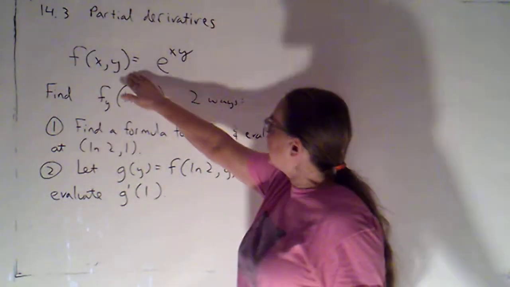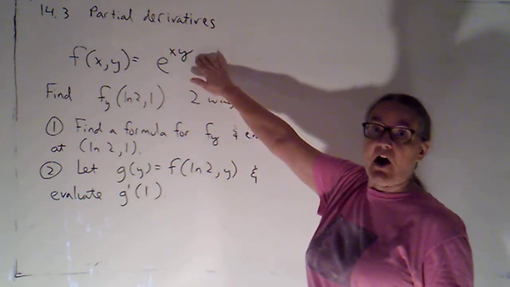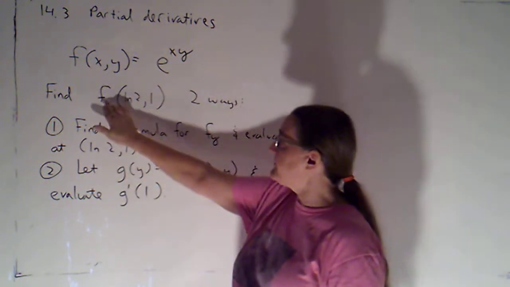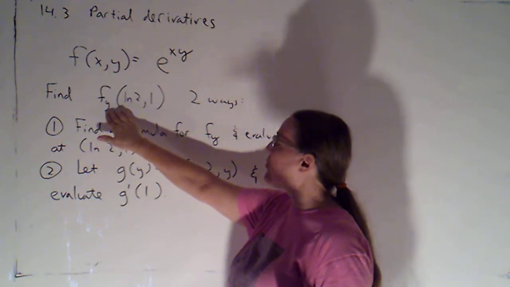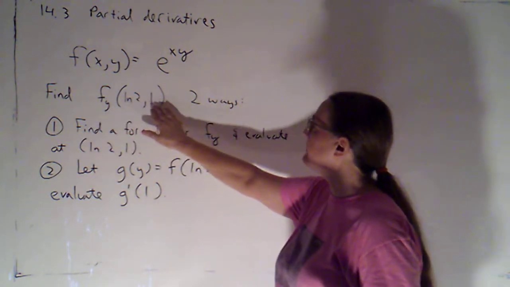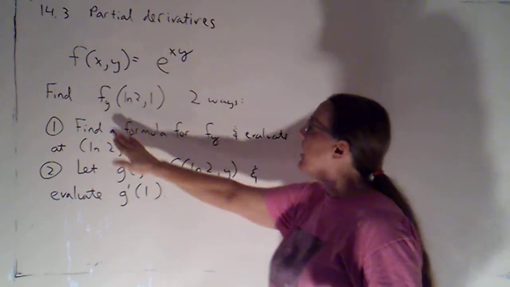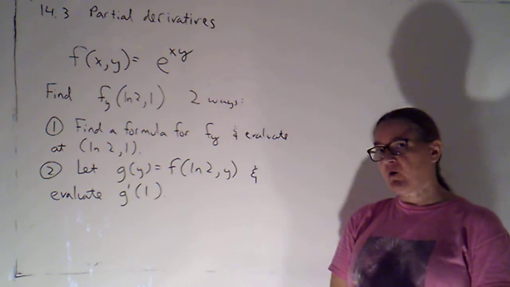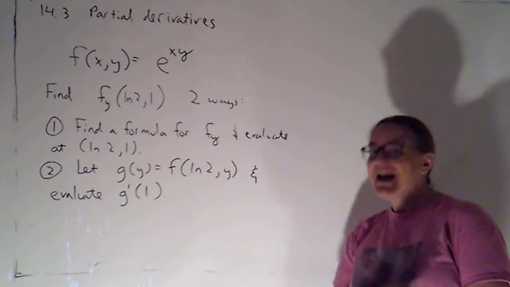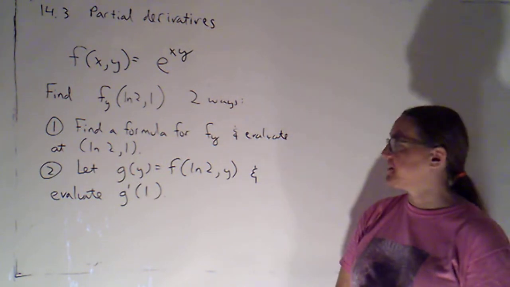Got another problem up here on the board. We're going to let f of x, y be e to the xy, and I would like to find f sub y, the partial derivative of f with respect to y, at this point, natural log of 2 comma 1. Remember, if I'm taking the partial derivative with respect to y, I'm letting y be my variable, x gets held as a constant.